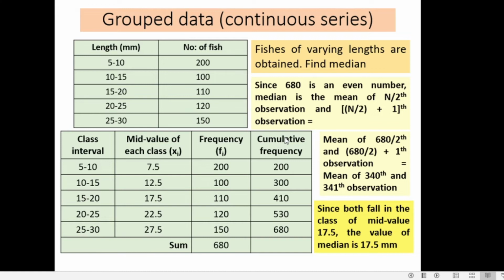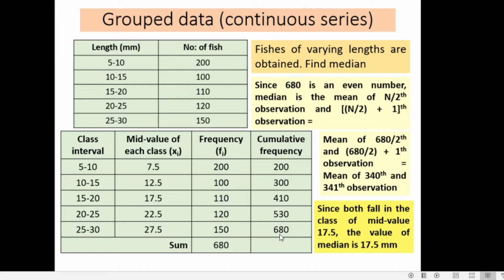That means the frequencies added one after the other. In the first row it will be 200. When we move on to the second class, the frequency is 100. So we add this frequency to the previous and we get 300. Then for the next class, we add 300 plus 110, and we get a cumulative frequency of 410. Then 410 plus 120 gives 530. Then 530 plus 150 gives 680. So that is the total number of observations, because 680 fishes were studied.